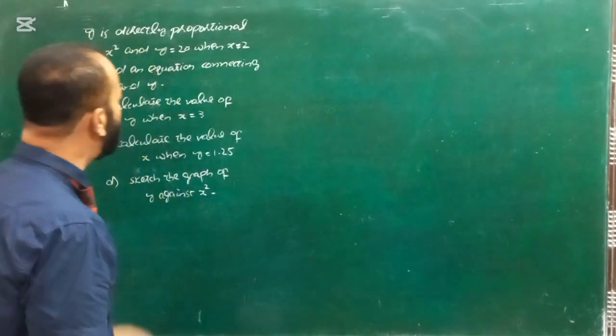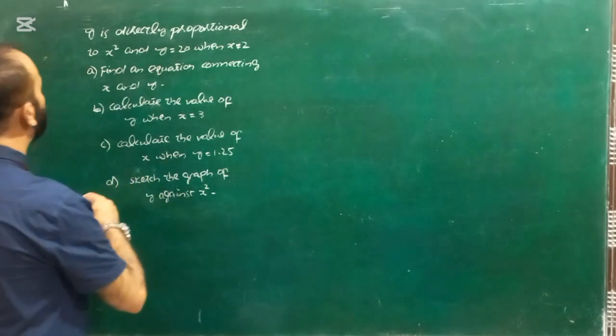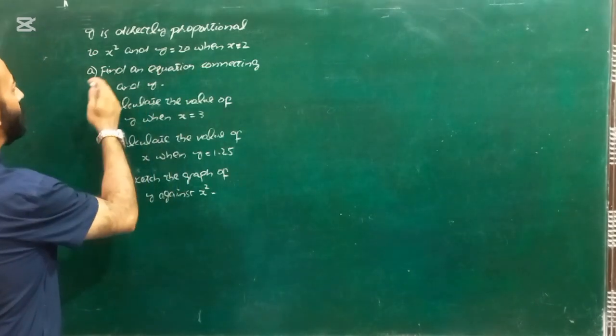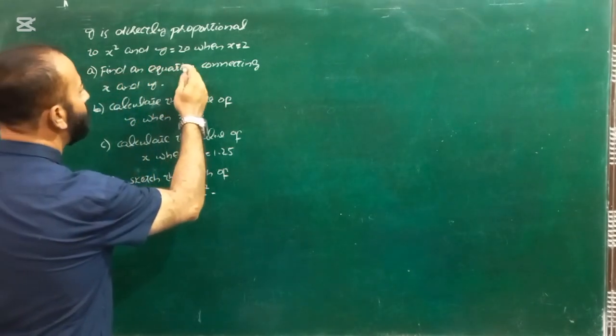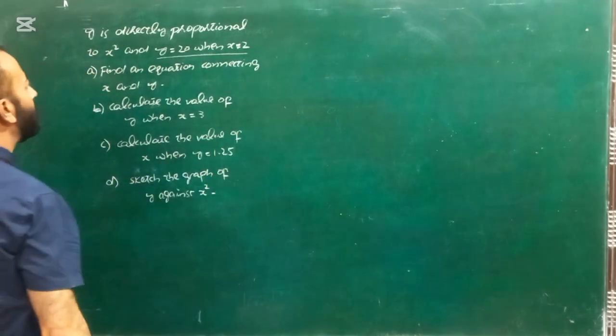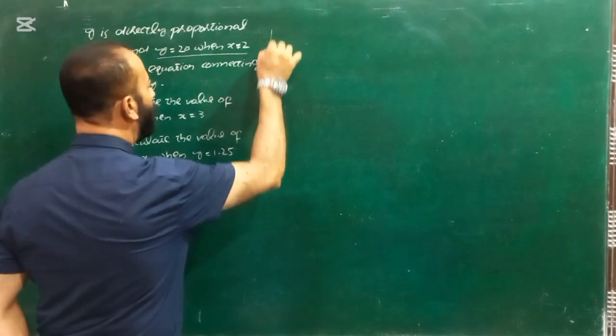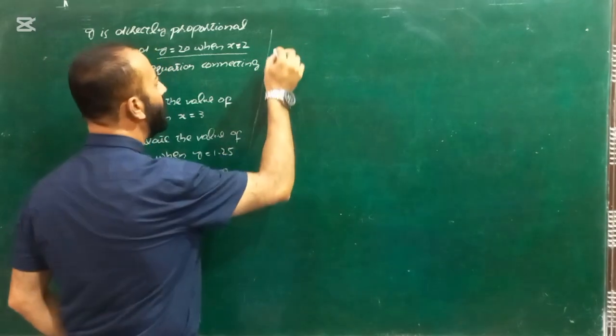Here is another question of the same category, that is direct proportion. The statement is y is directly proportional to x square, and y is equal to 20 when x is equal to 2. So look at this pair, both values are given. Find an equation connecting x and y. So look now, here is the solution.